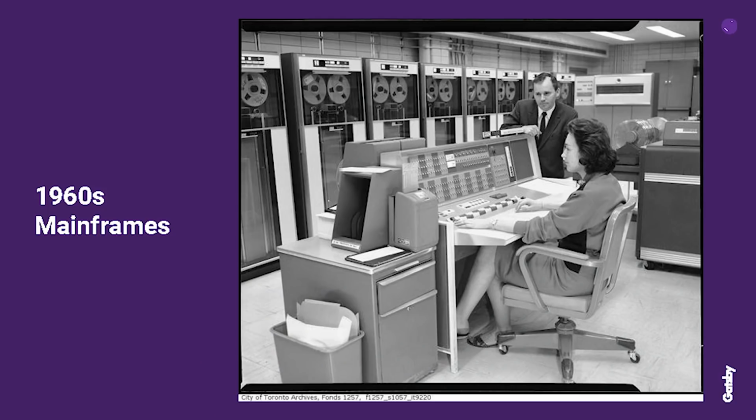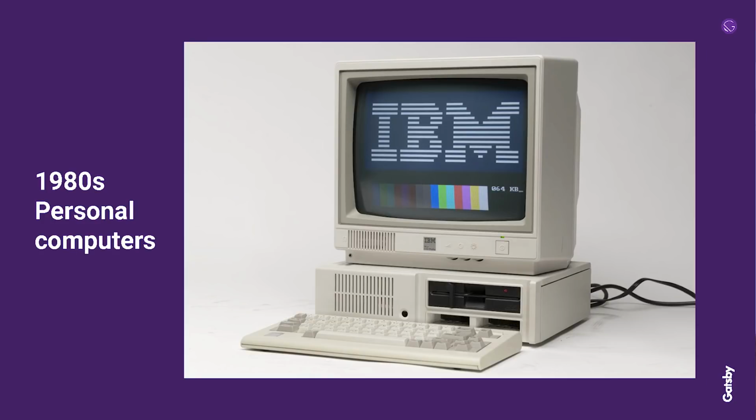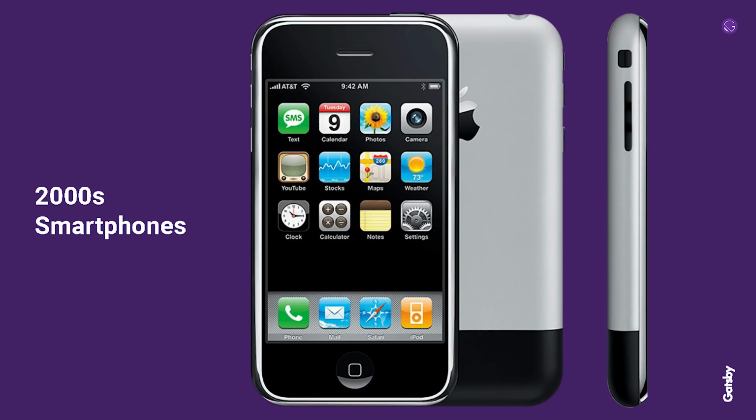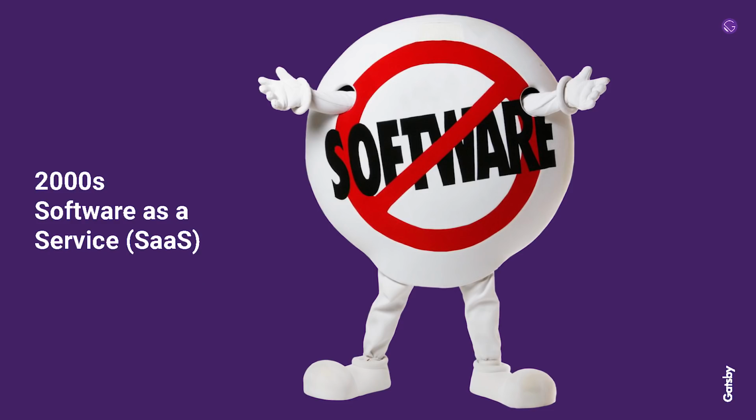Anyways, then in the 60s we had the mainframes, which were sweet. They look cool. They're very expensive. Personal computers came in the 80s, the IBM PC spec. In the 2000s we got smartphones. But also in the 2000s, we got some other stuff. We got software as a service, which was a wild idea that you didn't have to download software. Somebody would just serve it to you over the web.